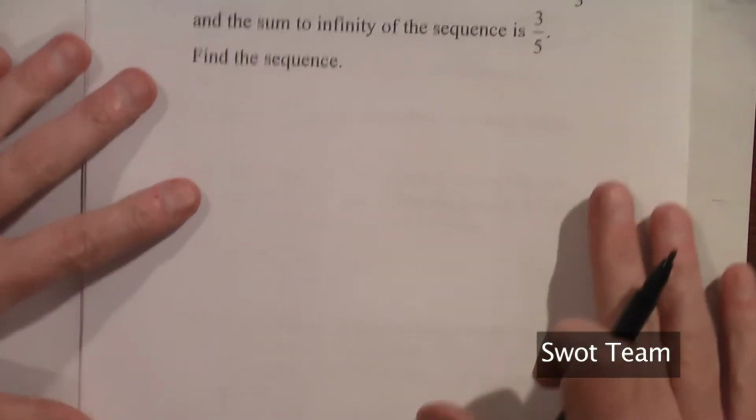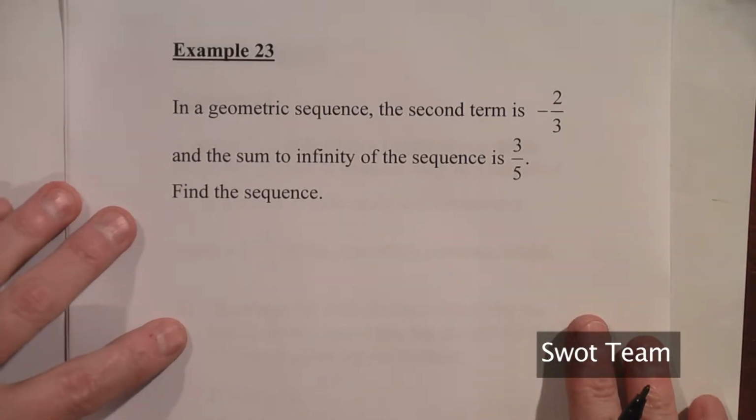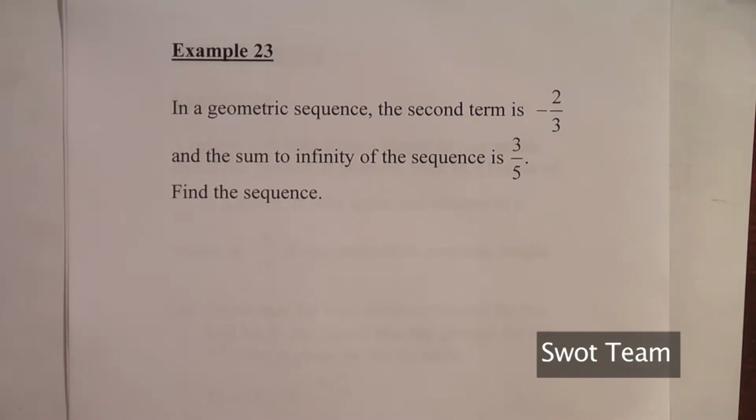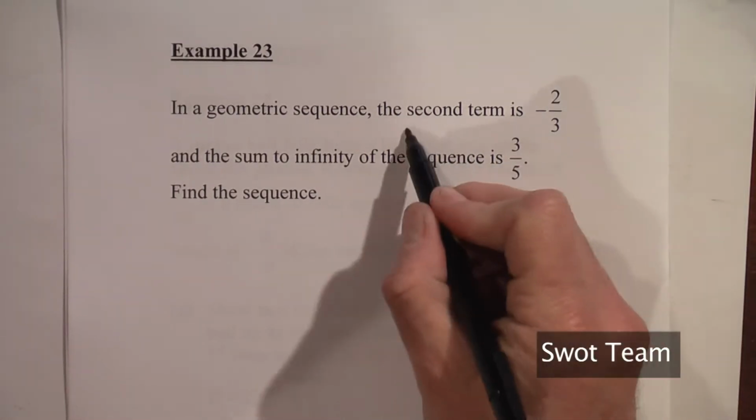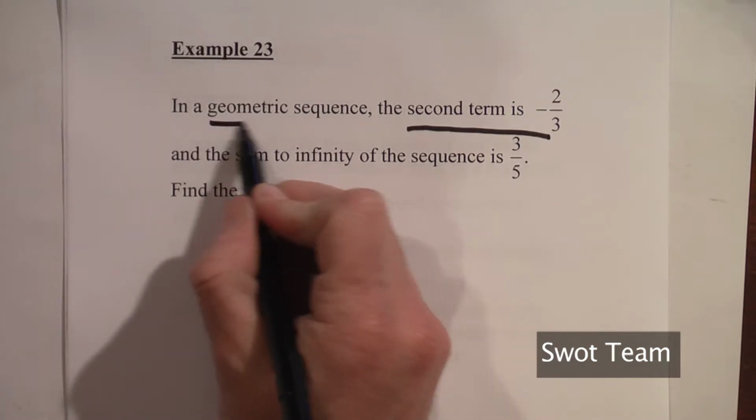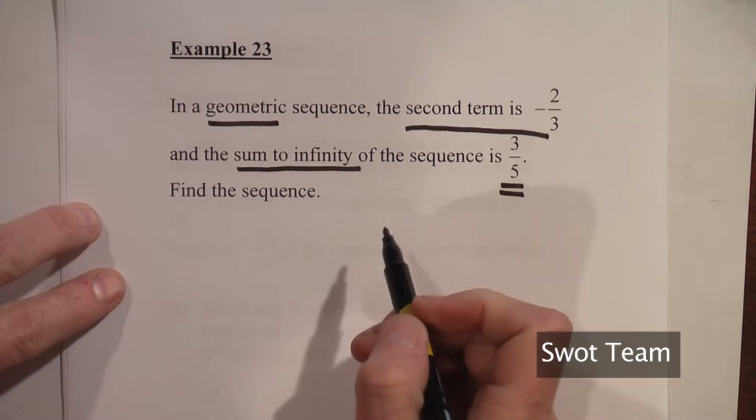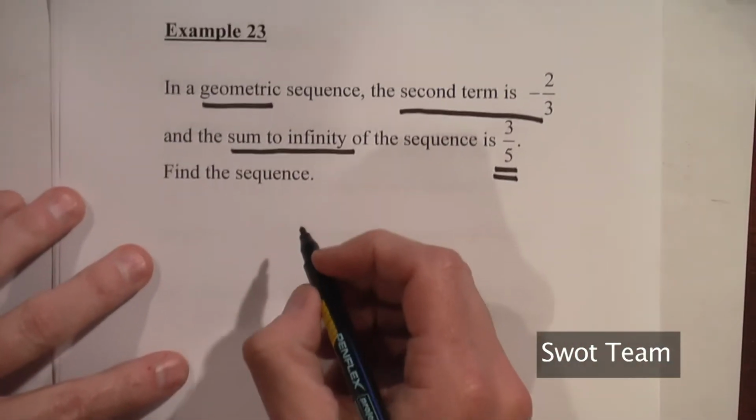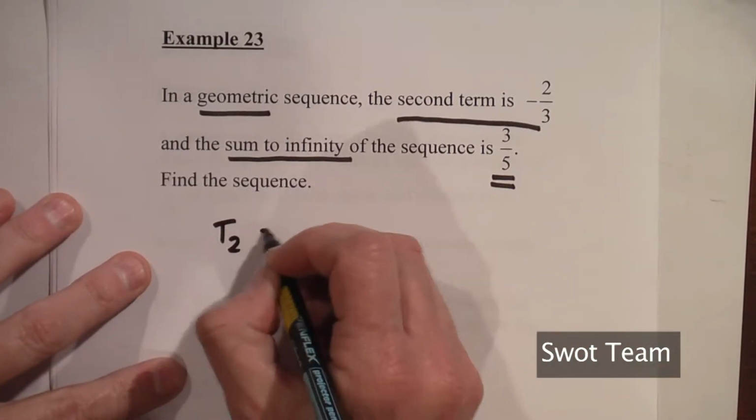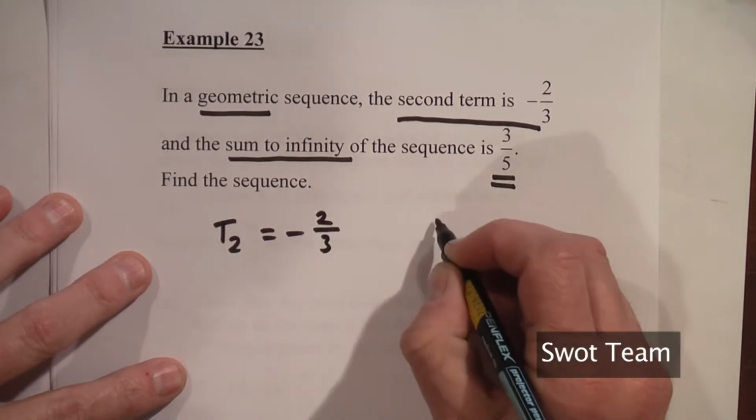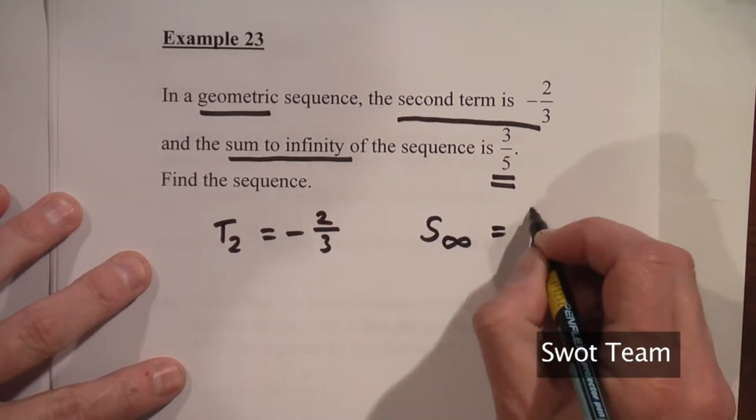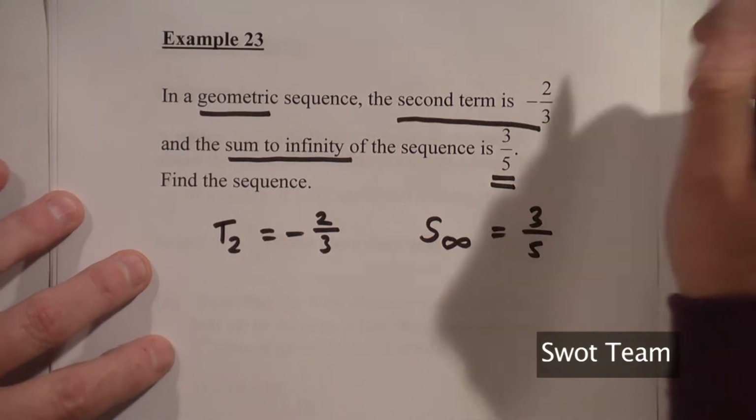Okay, one more example before we get into some real-world applications. Let's look at example 23. Just read that for a bit. In a geometric sequence, the second term is this, and the sum to infinity is this. Find the sequence. Now how would we approach that? That's quite tricky. The second term is negative 2/3. The sum to infinity is 3/5.